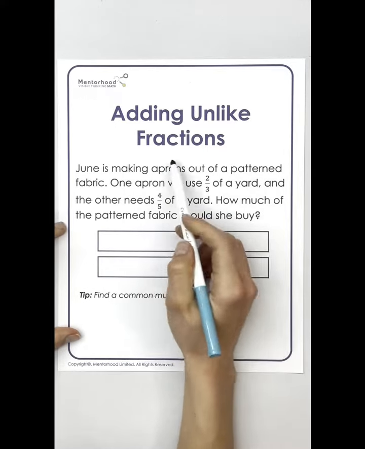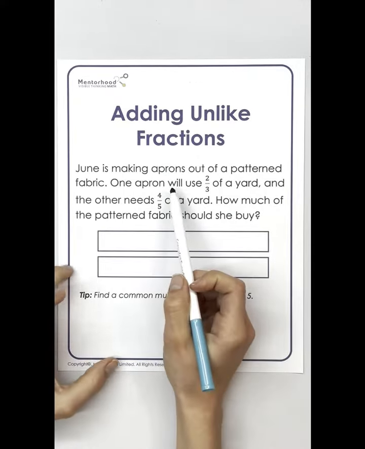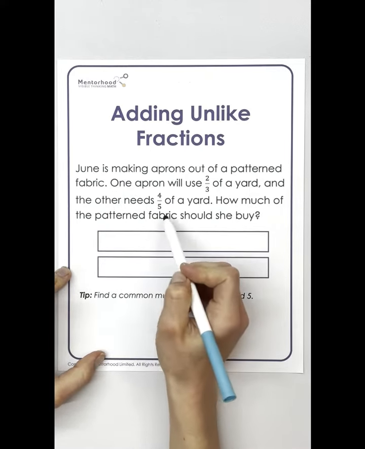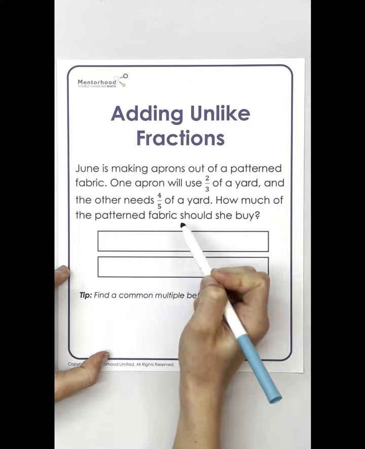Let's try an example of adding unlike fractions with a word problem. June is making aprons out of a patterned fabric. One apron will use 2/3 of a yard and the other needs 4/5 of a yard. How much of the patterned fabric should she buy?